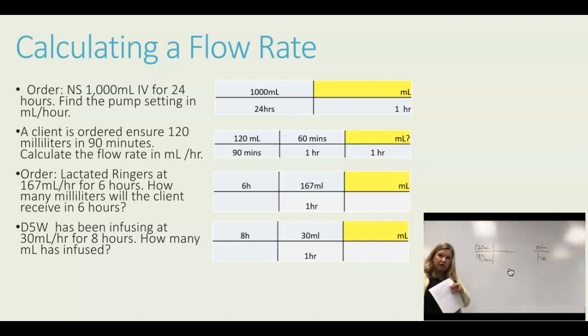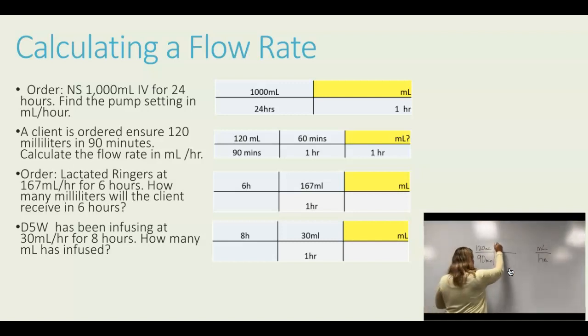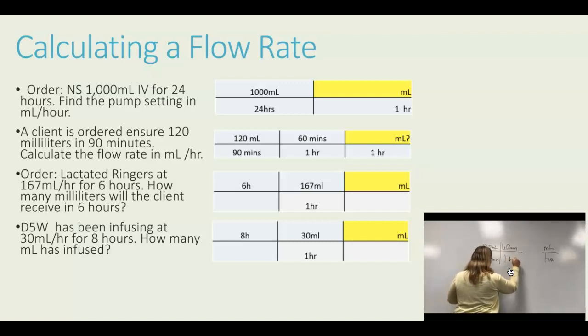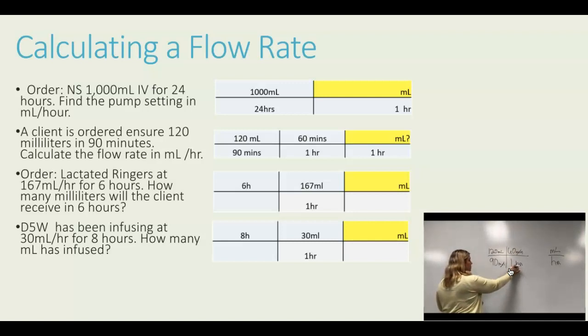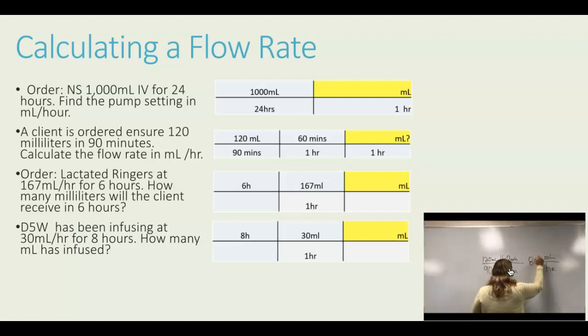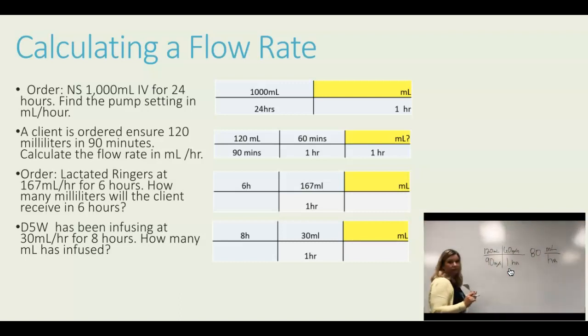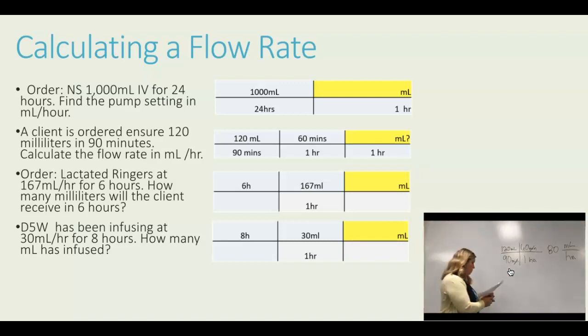So how many minutes are in an hour? 60. So I've got 60 minutes in 1 hour, and my minutes will cancel out. I'm left with hours and milliliters, which is exactly what I want my answer to be in. And so I know I've built my problem correctly, so I can do the math. 120 times 60 divided by 90, and my answer is going to be 80. 80 milliliters per hour. That's what you'd set your pump at. All right, moving on to the next question.